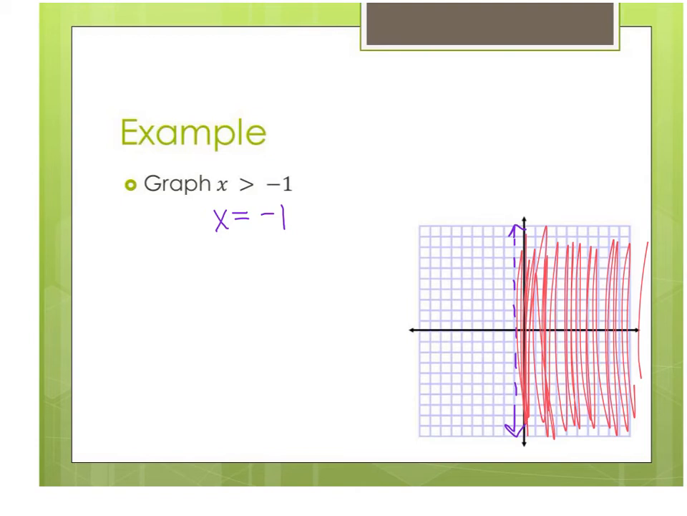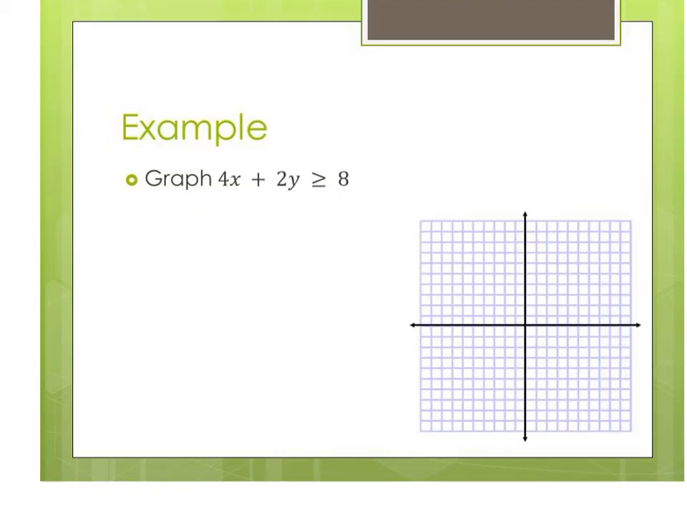So those examples are fairly basic because they were just horizontal and vertical lines. So let's look at something that's not a horizontal or vertical line. You can graph this two ways. You can graph it using slope-intercept form, or you can graph it using your intercepts. It's in standard form now.